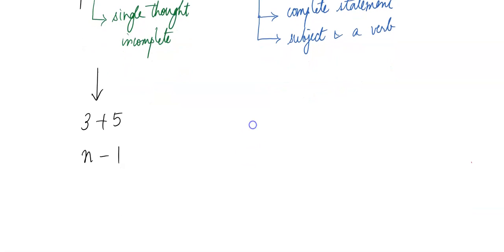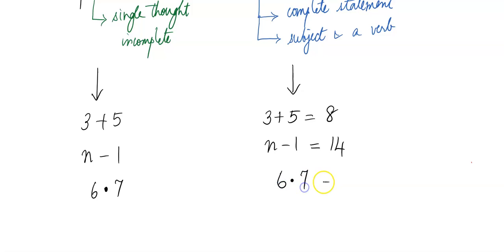You see how it's just a brief way of saying a portion of a thing. But then if I were to use an equation, then I will say 3 plus 5 equals 8. Or I would say n minus 1 equals 14. Okay. Then we can say 6 times 7 equals 42. So the left side and the right side are the same, and then you now have a complete mathematical statement. Okay.